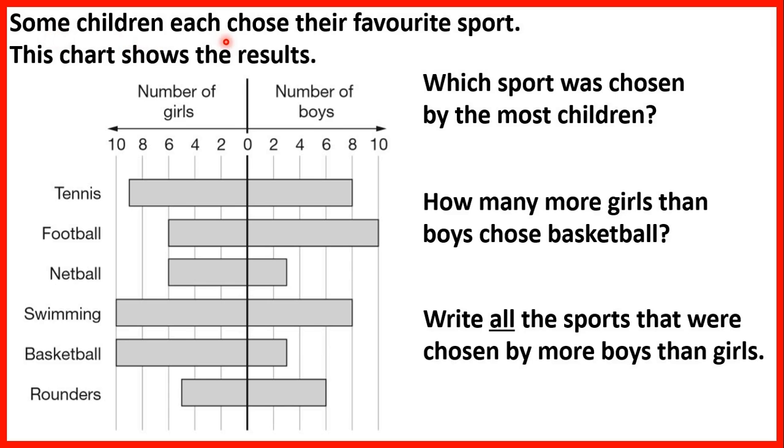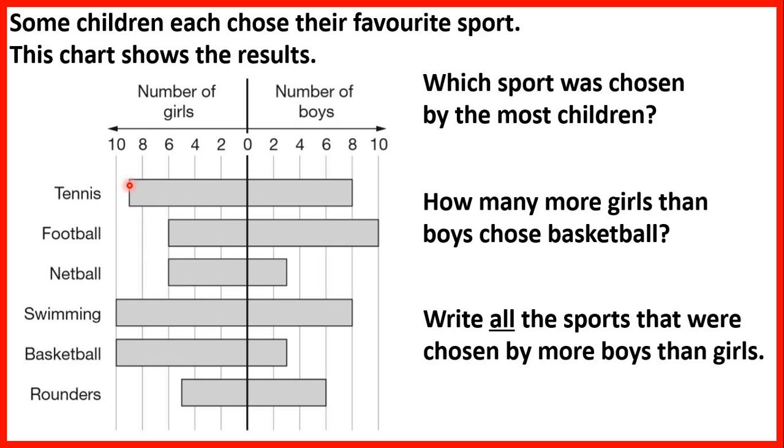Some children each chose their favourite sport. This chart shows the results. Which sport was chosen by the most children? So for this bar chart, we can see that how far it extends on the left tells us the number of girls who like the sport, and how far it extends on the right, the number of boys.